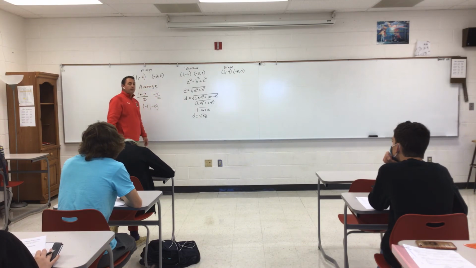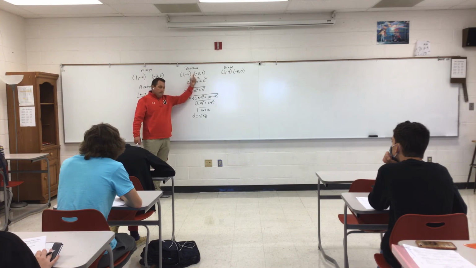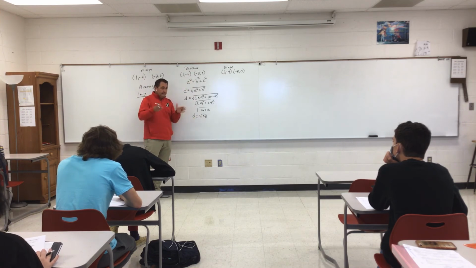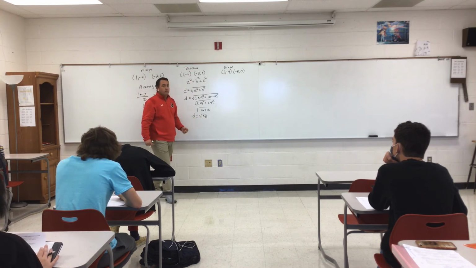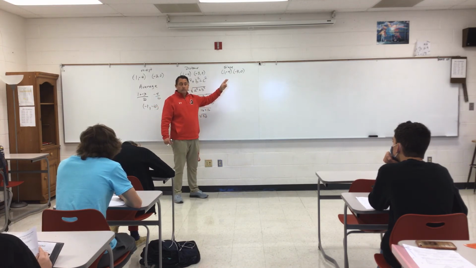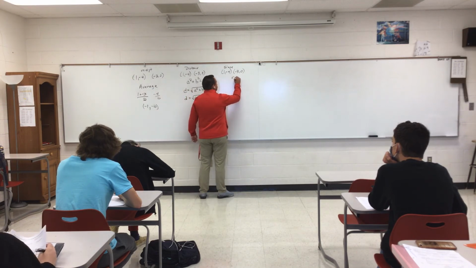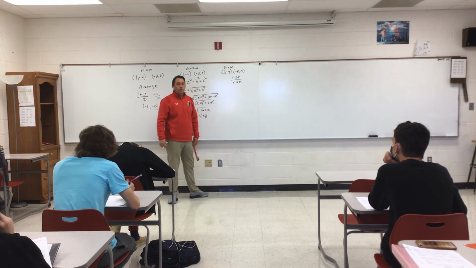Now, as you notice, midpoint is a point, isn't it? Hence the word midpoint. Distance is a number because it's a distance. Slope is going to be a what? How do we write slope? Yep, it's a fraction, isn't it? It's rise over run. So slope will always be a fraction.